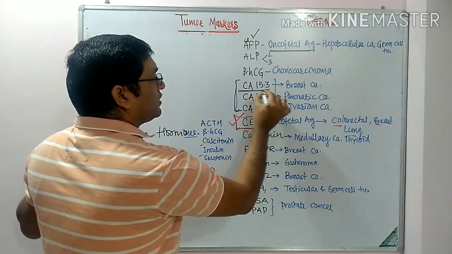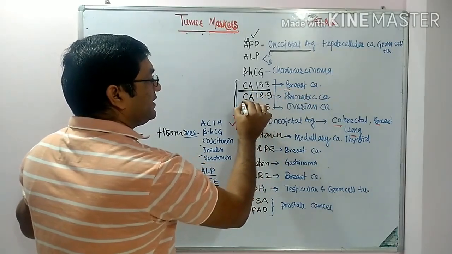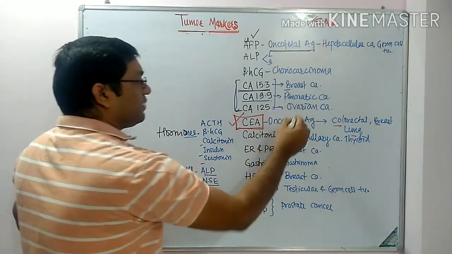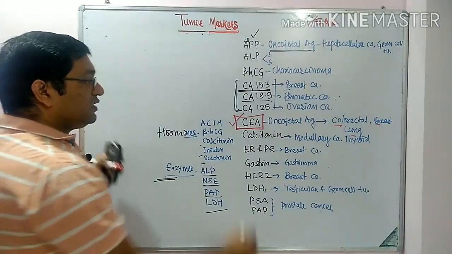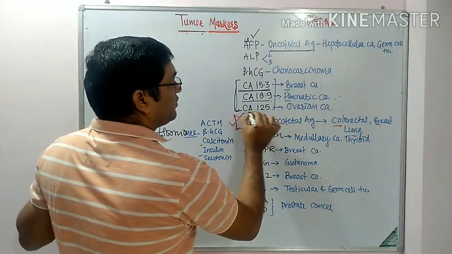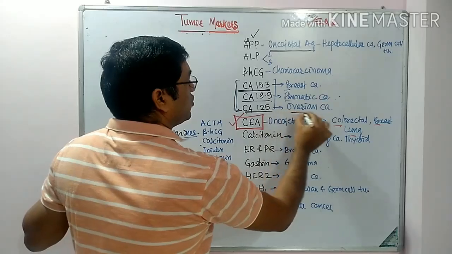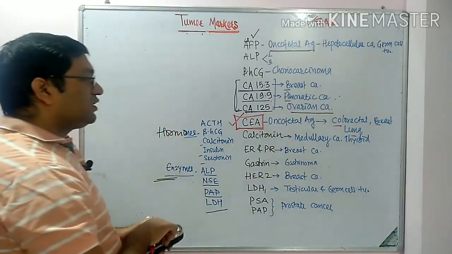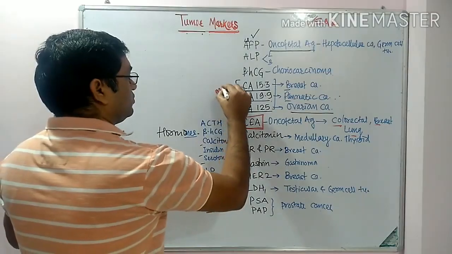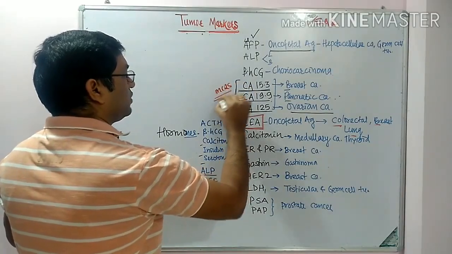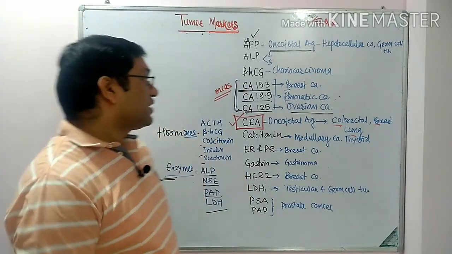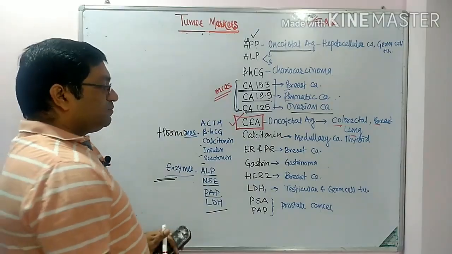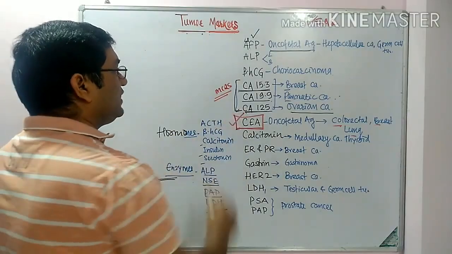Now the second group is carbohydrate antigen or cancer antigen. CA15-3 is used for the detection of breast cancer. Then CA19-9 is used for detection of pancreatic and various intestinal cancers, that is colon cancer. Then CA125 is used for the detection of ovarian cancer. This is important for MCQs. Okay, CA125 is used for detection of ovarian cancer. These are the carbohydrate antigens.